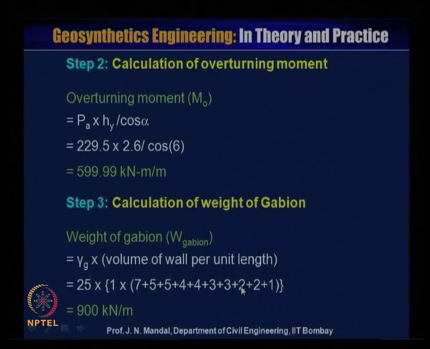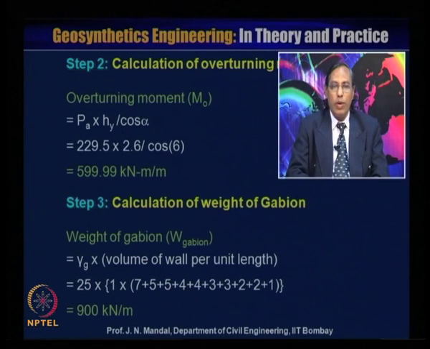Then step 2, calculation of overturning moment. Overturning moment M0 is equal to PA into HY divided by cos alpha. So PA you know is 229.5, into HY, 2.6 you calculated, divided by cos alpha, 6. So you can have overturning moment MO equal to 599.99 kilonewton meter per meter.